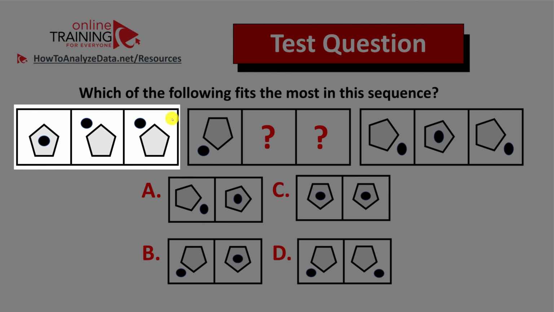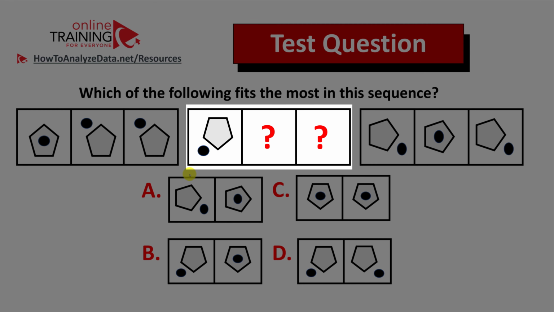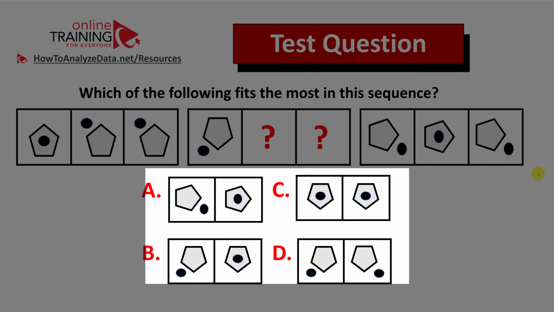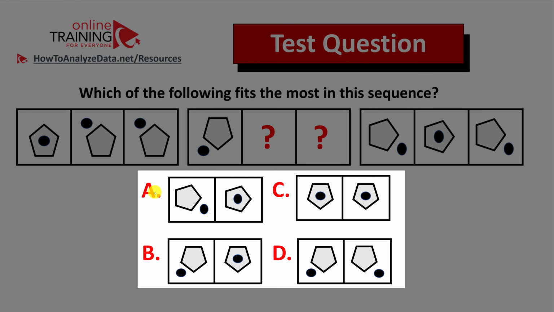The first object has 3 squares with different shapes inside. The second object also has 3 squares with different shapes inside, but 2 of the squares are missing, and this is what you would need to figure out. There is also a third group of squares which is present here in the question. You have 4 different choices. Choices A, B, C, and D.